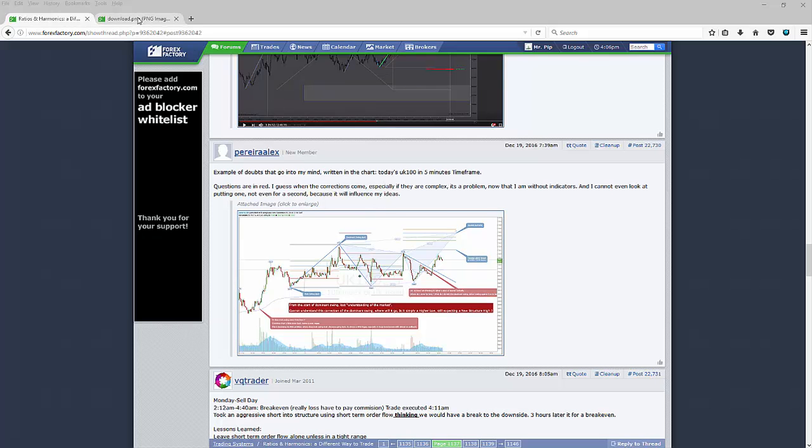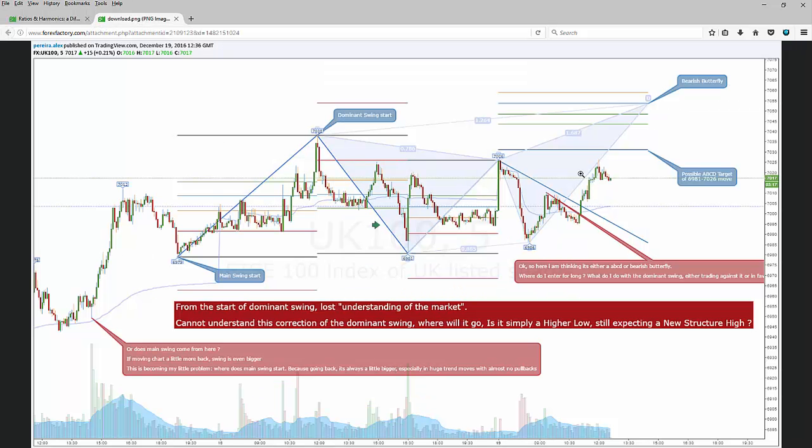Okay, so let's jump into the chart here. I know we have an element of hindsight here, so we're going to talk about price moving forward from here, if this pattern fits in the order flow, and what is the likelihood of this pattern completing. First off, we start with what he identifies as a main swing here, and that is correct. He also puts here, or this main swing comes from here. If moving the chart a little more back, the swing is even bigger.